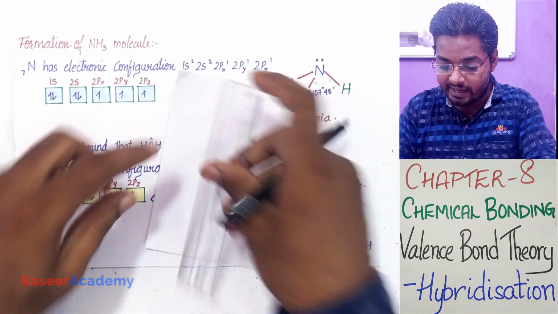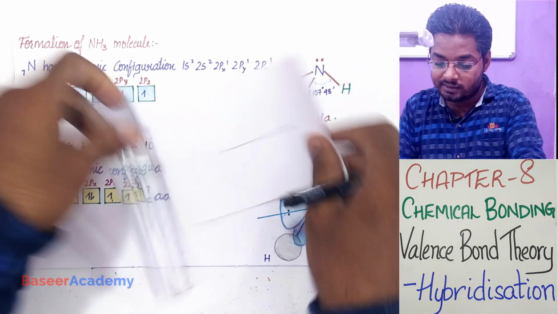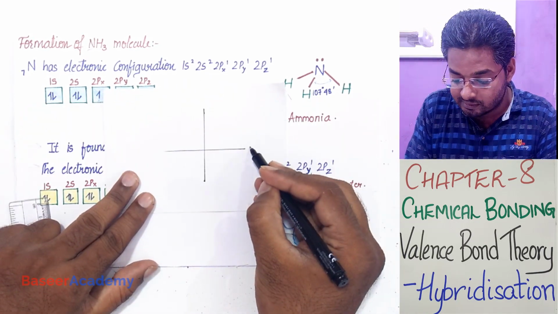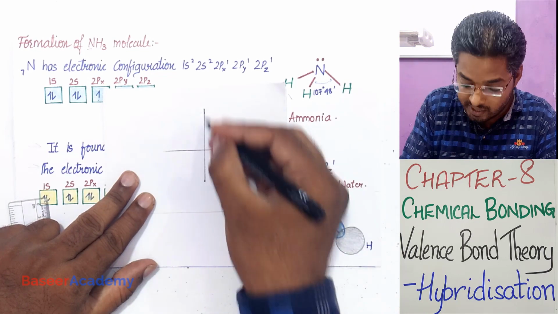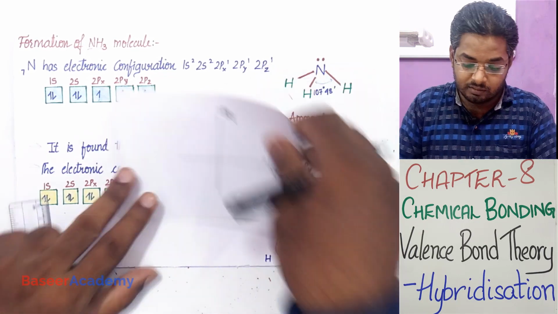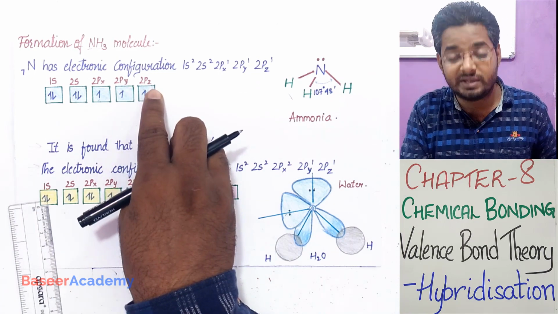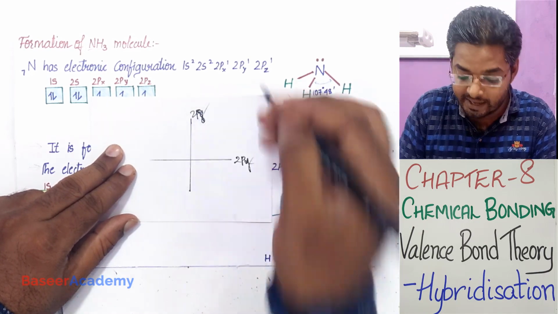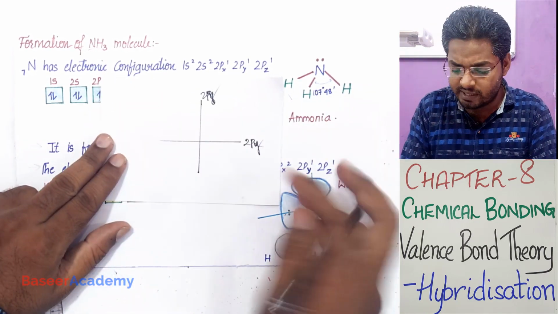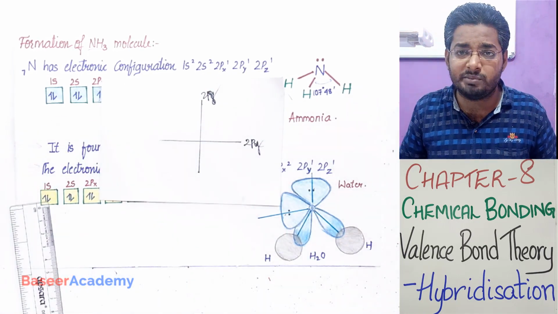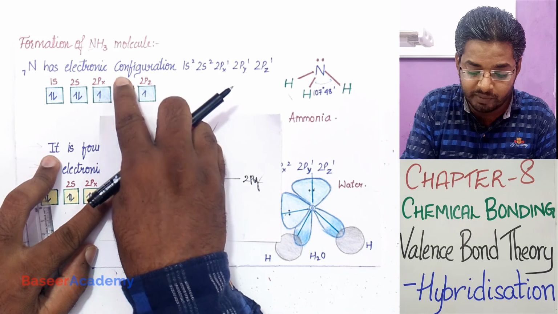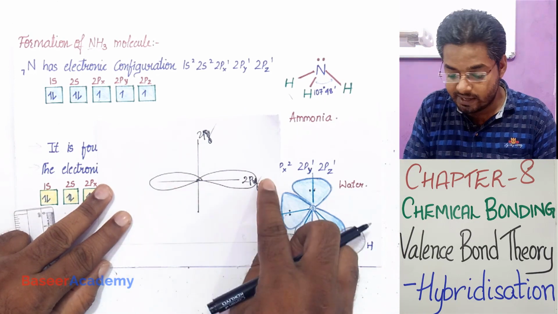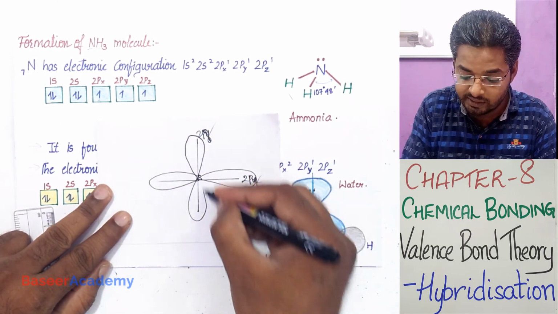I told you that the x-axis and the y-axis are perpendicular to each other, right? Let's say this is my x-axis, and this is my y-axis. We have 2py and 2pz orbitals which have unpaired electrons. So I'll draw the y-axis and the z-axis for you. We know that the y-axis, the z-axis and the x-axis are mutually perpendicular to each other. And the shape of the p subshell is dumbbell. So I'll draw a dumbbell along the y-axis. Let me also draw a dumbbell along the z-axis.